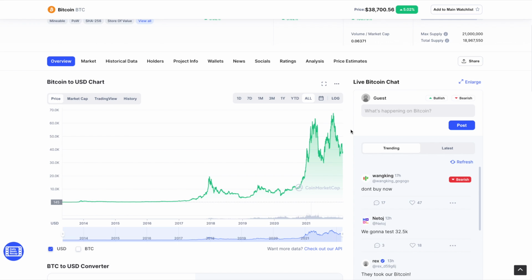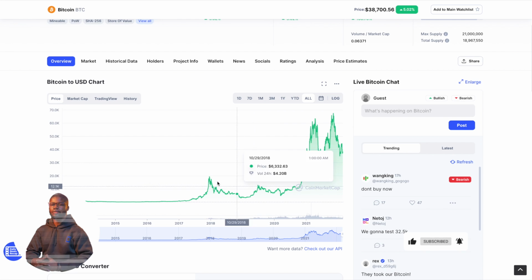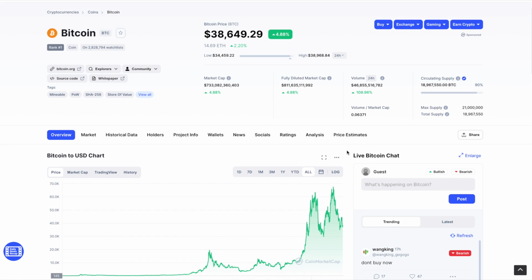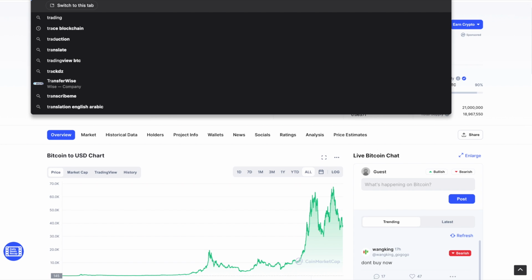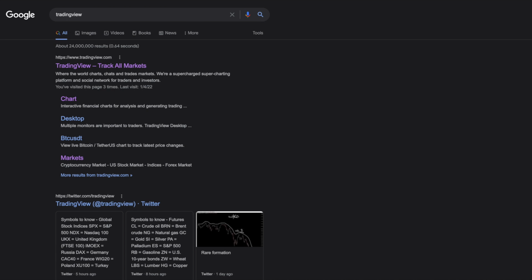But looking at Bitcoin technical chart, it looks quite on a higher range from the previous bullish markets. So I would have to go to our trusty TradingView. That's the most famous technical analysis platform. If you don't know about TradingView, thank you for being a part of this video, because I guess you're going to be introduced to TradingView.